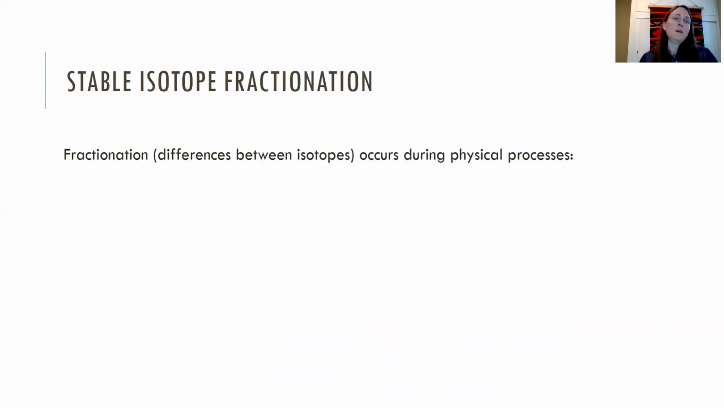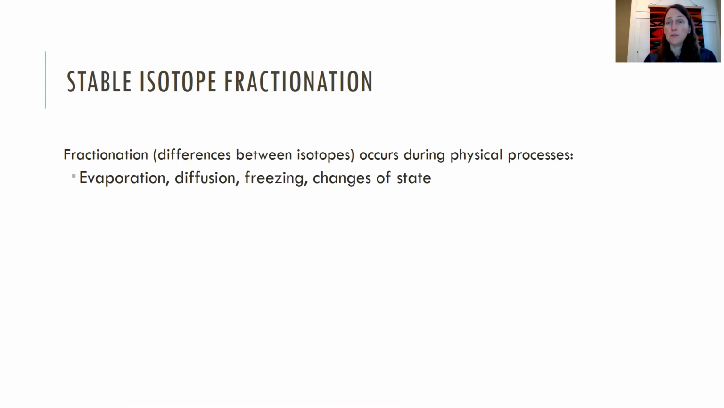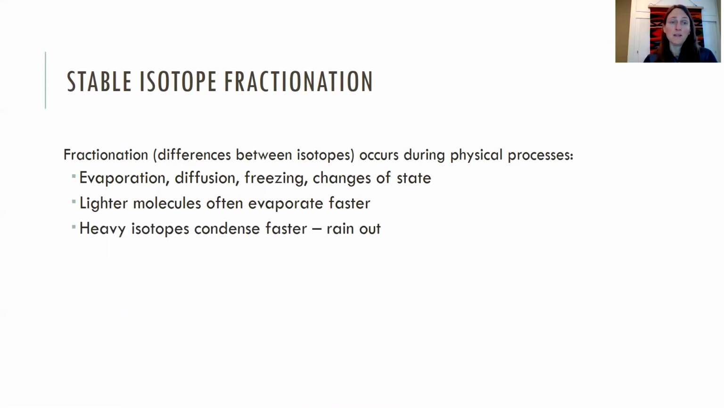So stable isotope, the difference between the isotopes in a tissue occurs due to fractionation. And there's a variety of physical processes that can cause fractionation among isotopes. So things like evaporation, diffusion, freezing, changes of state. Lighter molecules, smaller, lighter molecules tend to evaporate faster. And so if you're the light isotope, you might evaporate faster.